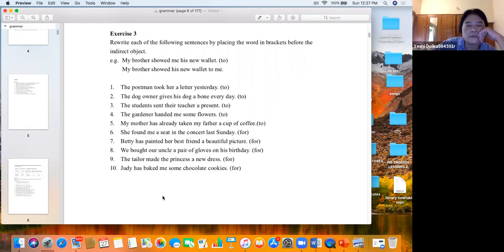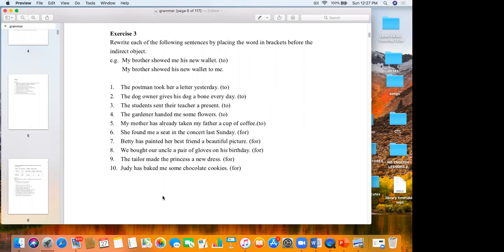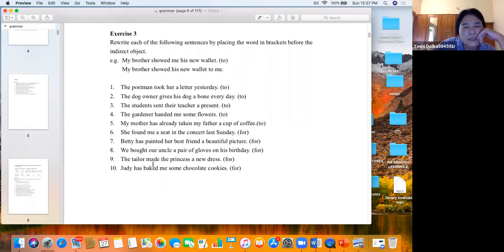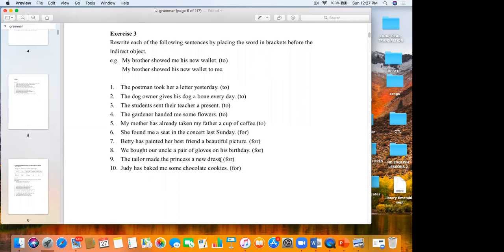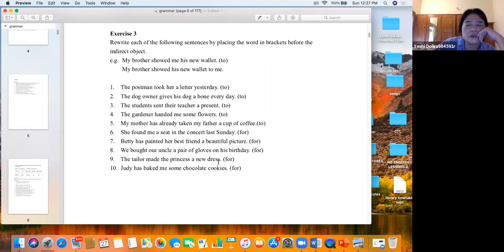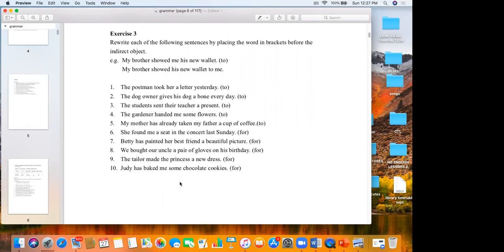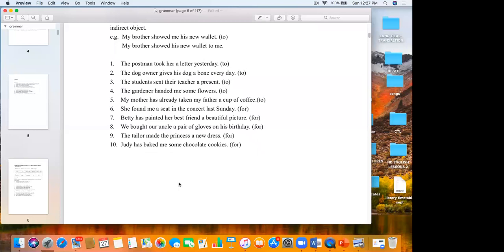What about number 9? The tailor made a new dress for the princess. The tailor made a new dress for the princess. Okay, what about number 10?